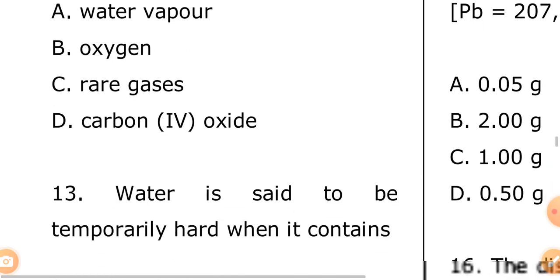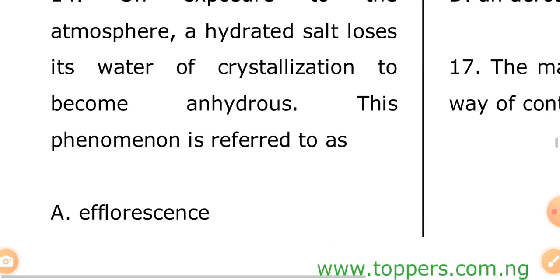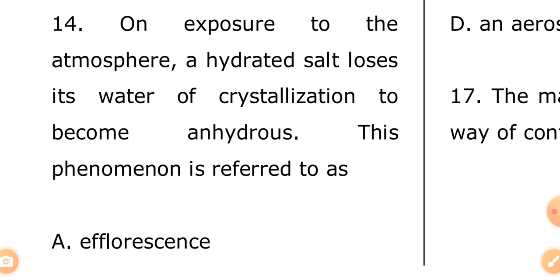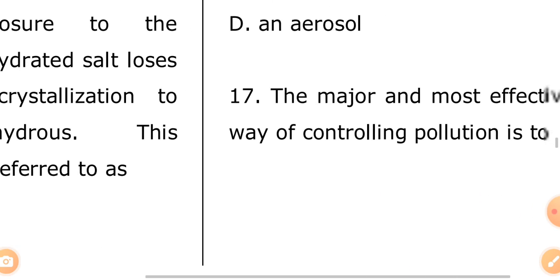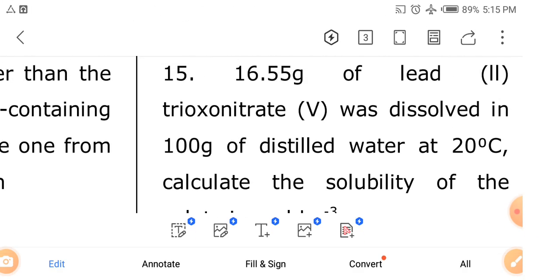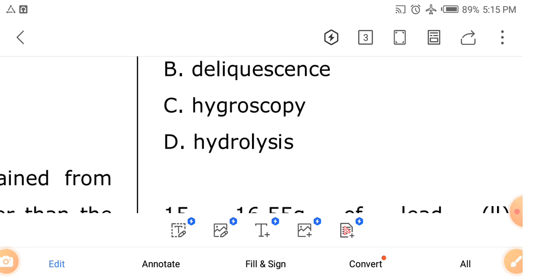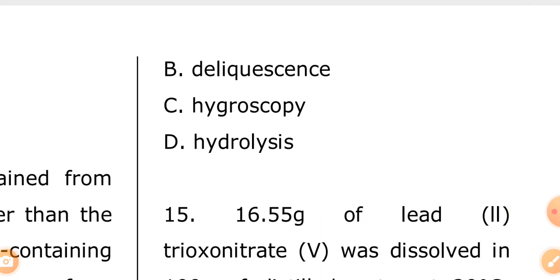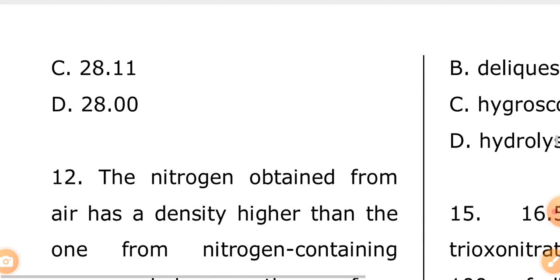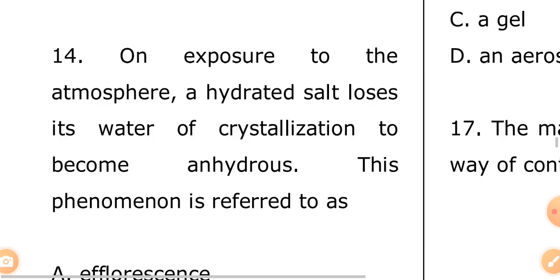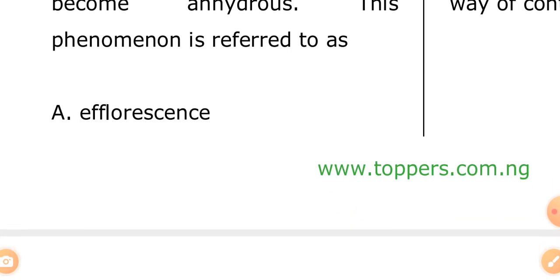Let's take the question again. On exposure to the atmosphere, a hydrated salt loses its water of crystallization to become anhydrous. This phenomenon is called dash. A. Fluorescence, B. Deliquescence, C. Hygroscopy, and D. Hydrolysis. The answer actually is A. The answer is what? Efflorescence.